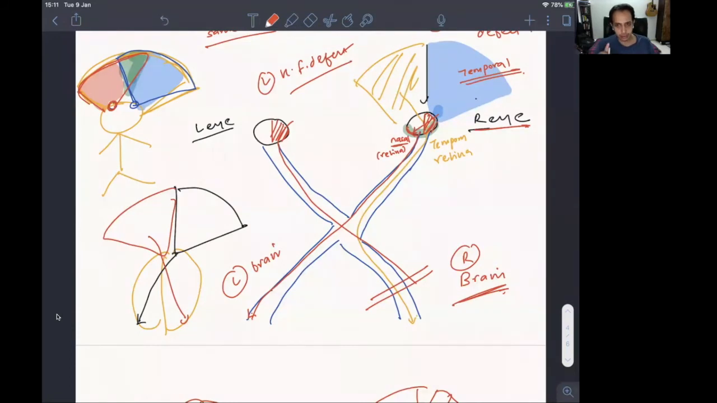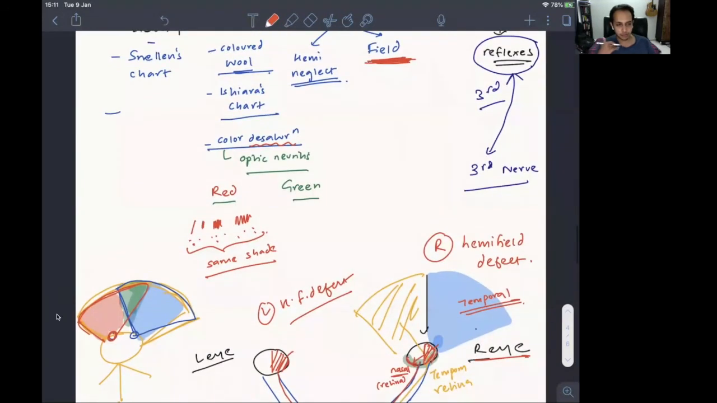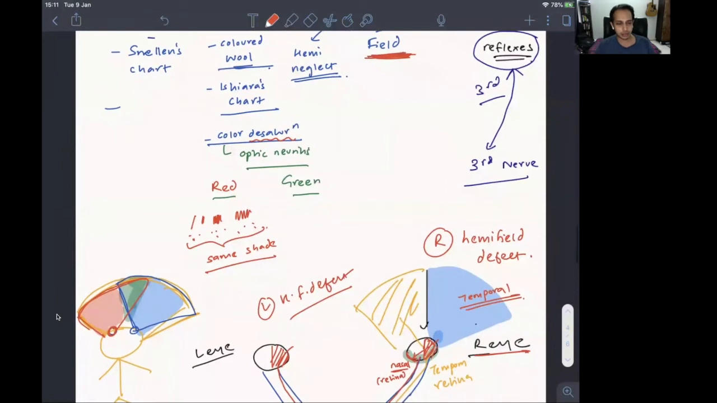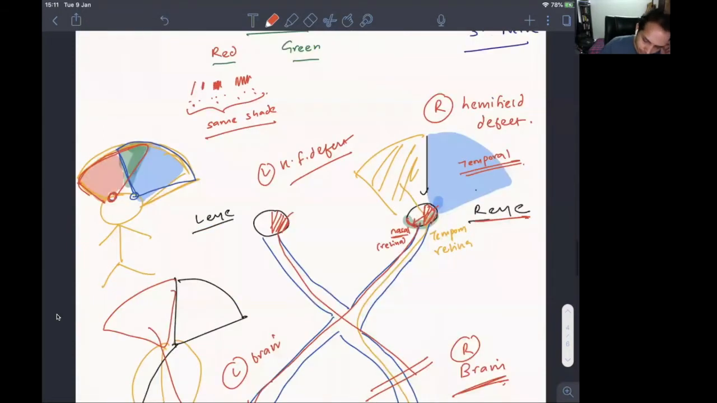Is this clear, or should I explain this again? Are you all comfortable with this concept? Because if you are, then I'll go on to explain about Hemi Neglect. If your field concept is not clear, then the neglect concept is a little bit more difficult to understand. All right, I'll just repeat it again.